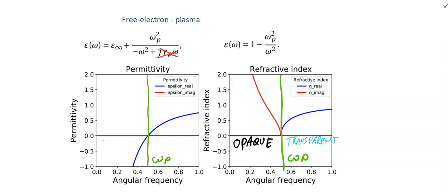So also in the case of free electron plasma, it is opaque at the frequencies below the plasma resonance frequency, but is transparent at the frequencies higher than the plasma resonance.